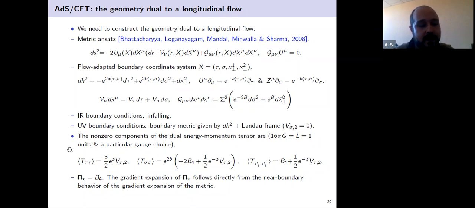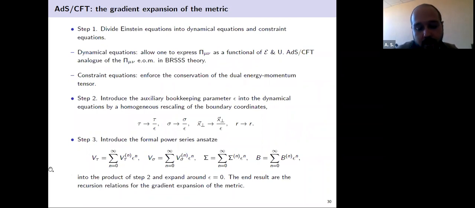So in this construction, the energy momentum tensor of the dual CFT would have the following non-zero components, which you can see here. The important point to keep in mind is that, due to our definition, pi star can be identified with a particular component in the near boundary expansion of this function B parameterizing the metric. This is the only fact you need to remember from this point. If you compute the gradient expansion of the metric, you would have access to the gradient expansion of B, and through the near boundary expansion of this gradient expansion, you would have the gradient expansion of pi star. The first step in order to compute the gradient expansion of the metric is standard: you divide the Einstein equations into dynamical equations and constraint equations. The dynamical equations would allow you to express pi mu nu as a functional of energy density and fluid velocity.